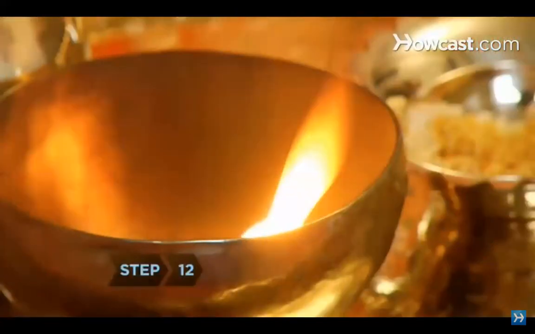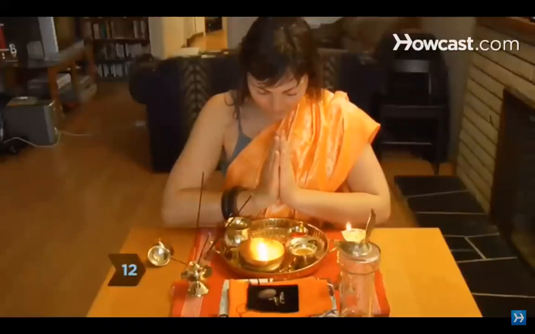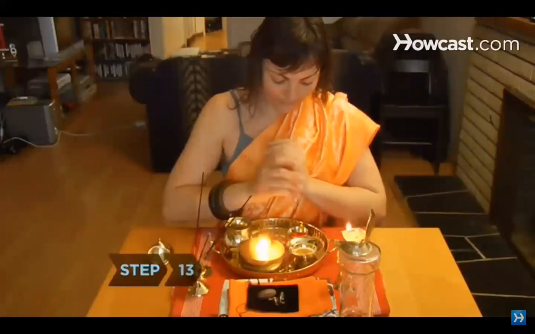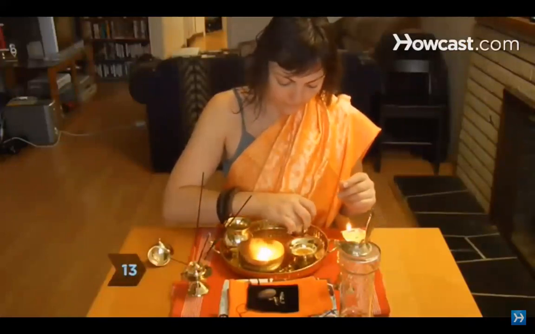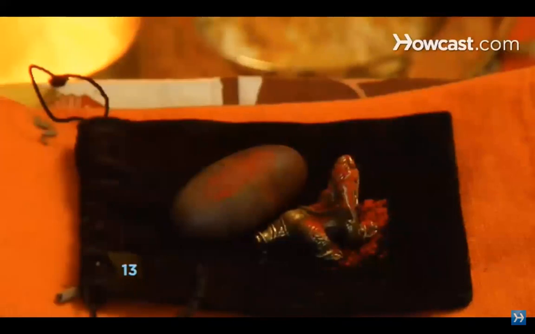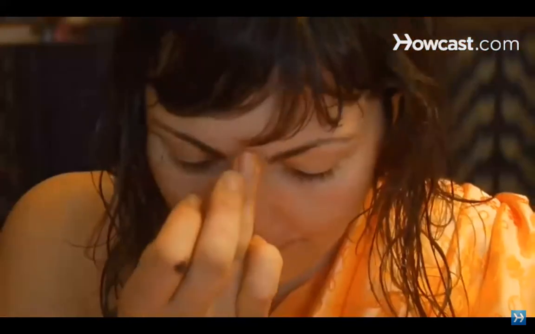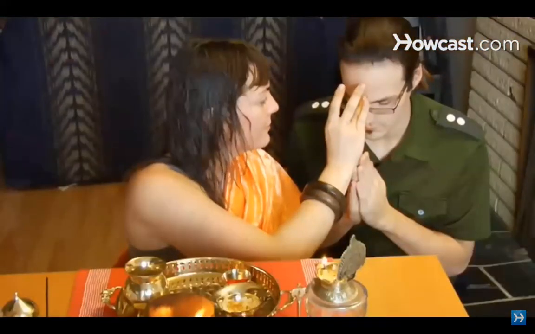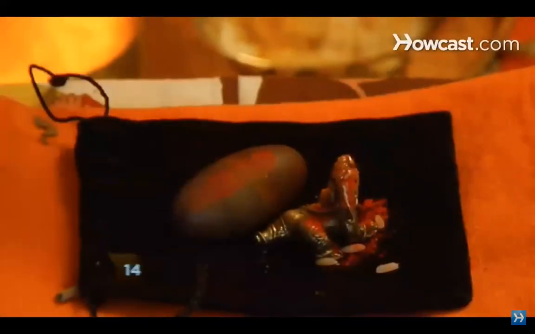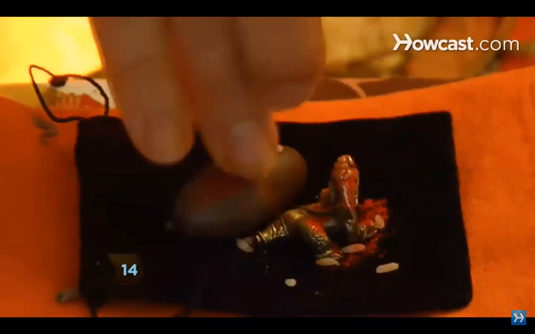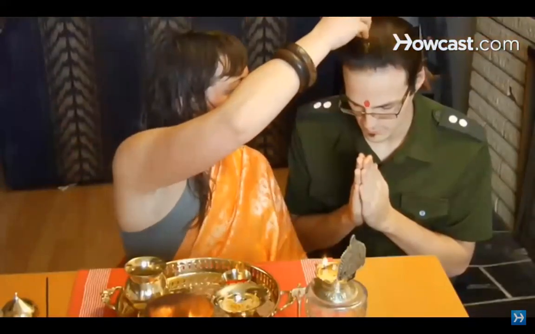Step 12. Recite prayers and passages from scriptures such as the Vedas. Step 13. If you are using them, smear powder, paste, or ash on the murti. The puja leader can also smear these on devotees' foreheads as blessings. Step 14. Make other offerings such as rice, fruit, or flowers. Distribute food and flowers to devotees.